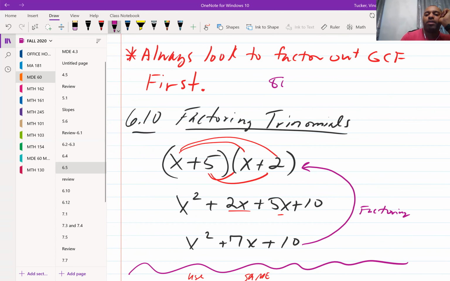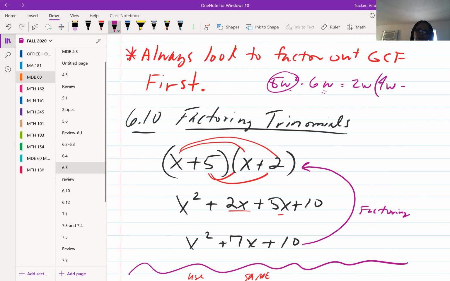If you had 8W squared minus 6W, right? You see both of them have 2 in common, so we can pull the 2 to the front. And how many W's can we pull out of both? 1. So what's left out of this term right here? 4W. And then 3W, right? Well, just 3, because we got that W right here.